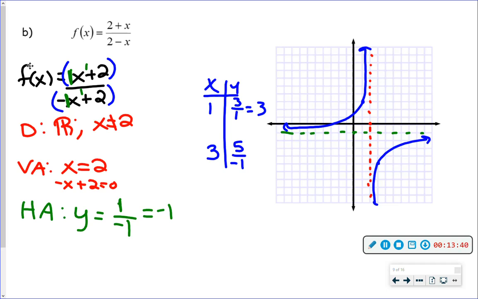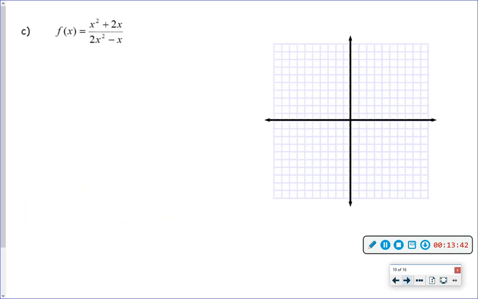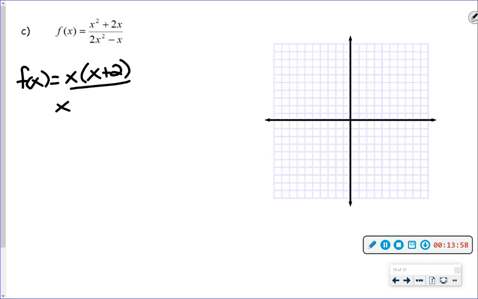All right, let's do the last one. So how do I know this has a hole? Because I made the problem. But I'm looking at that and I'm like, dang, there's a lot of x's. Every term has an x in it. So I'm going to factor an x out. So GCF out of the top, and GCF out of the bottom.